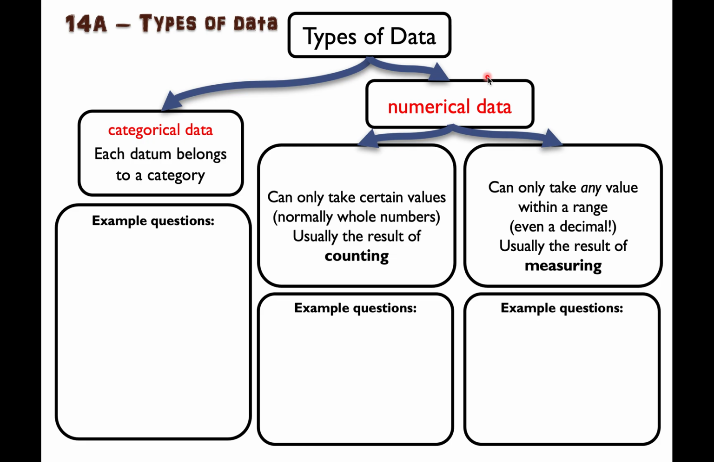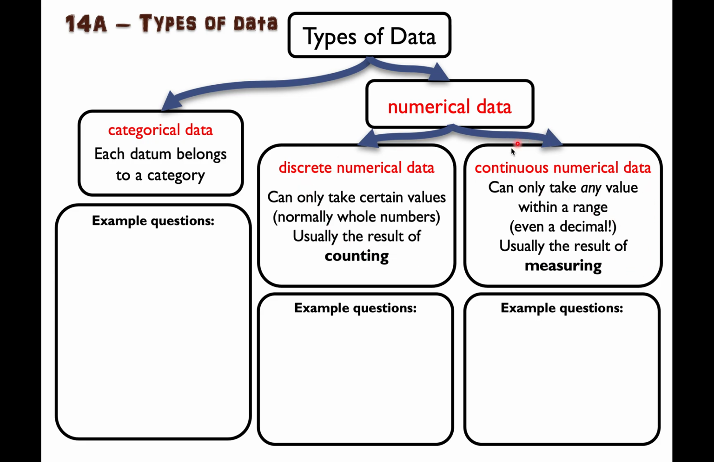The other kind is numerical data, where you're collecting a number. So it might be a survey where for the question, you're asking the person to give you a number rather than a category. So it might be discrete numerical data, which is normally the result of counting, or continuous numerical data, which is normally the result of measuring.